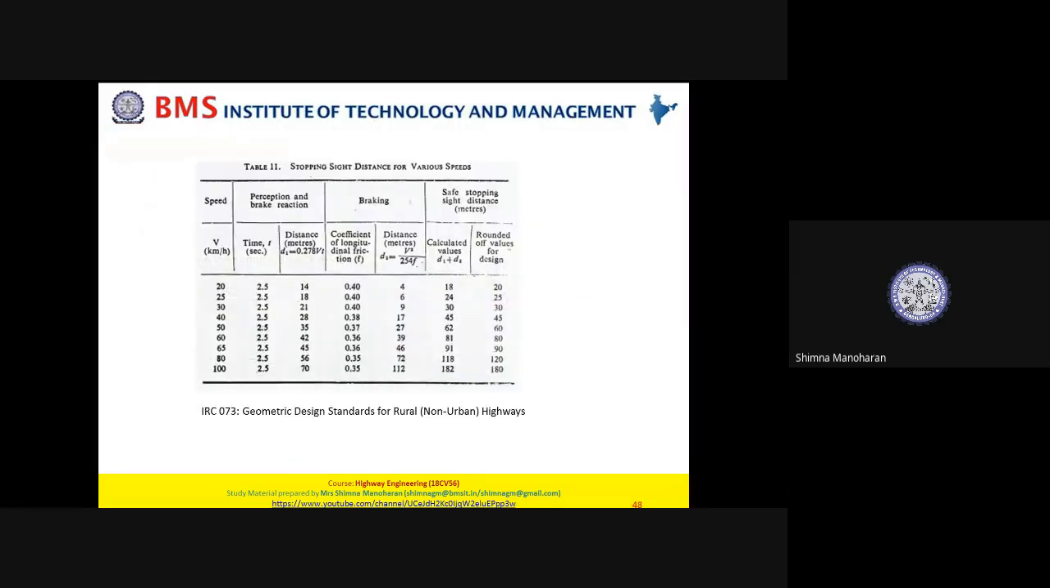So this is the safe stopping sight distance for various speeds. For different speeds, the reaction time is given, and the coefficient of friction is also given as per IRC. You compute it and then you calculate. So this is the design safe stopping sight distance that is being given. You can refer to IRC 073, geometric design standards for rural highways. This shows the speed and the safe stopping sight distance.